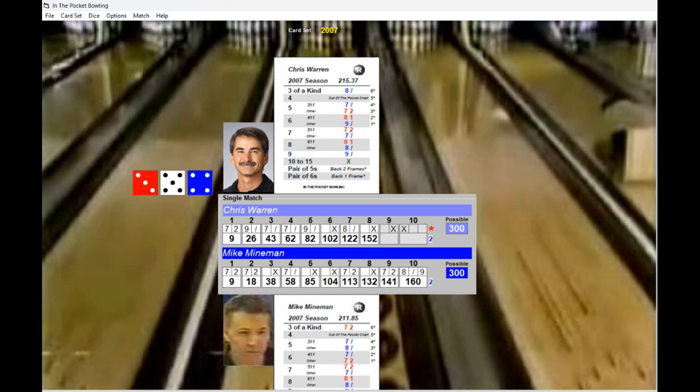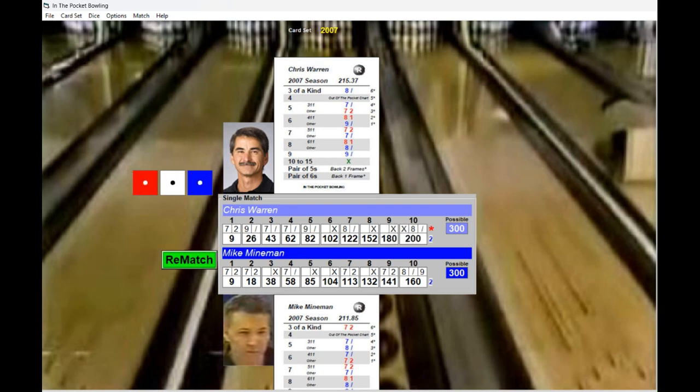It will be 3, 4, 5. That's a strike. That's the game. Chris Warren's going to win over Mindman. His score will be important, because that determines in the round of 32 who he faces.